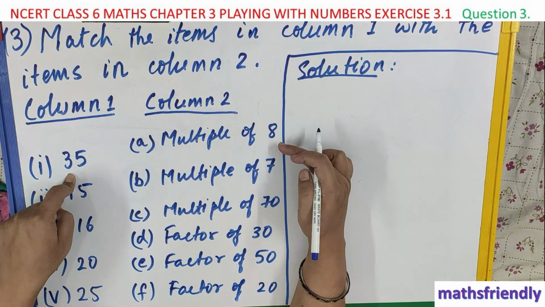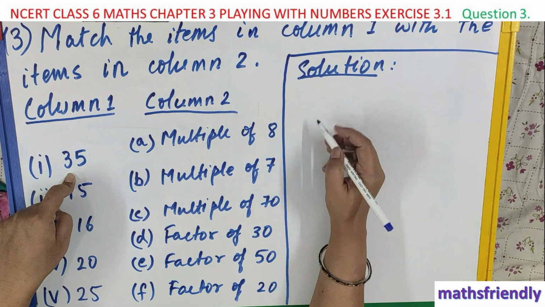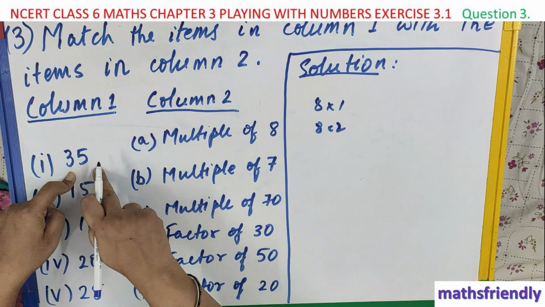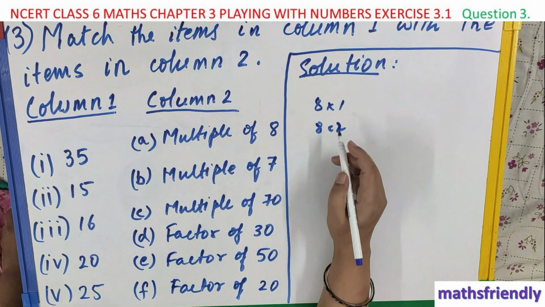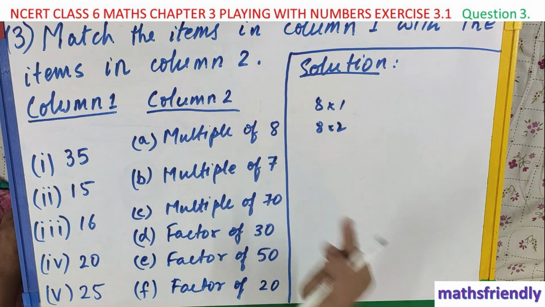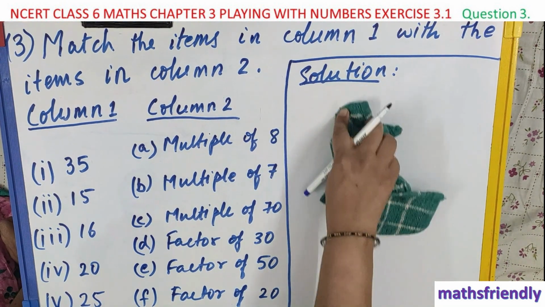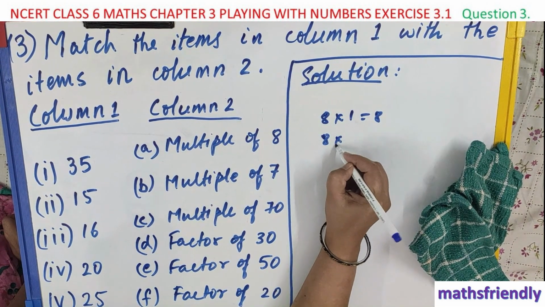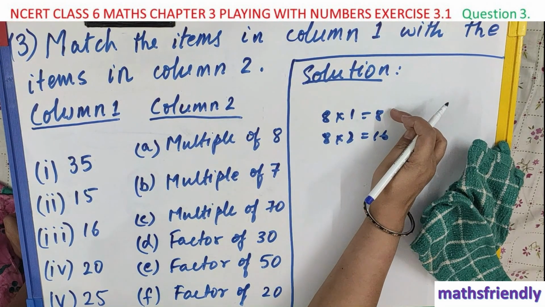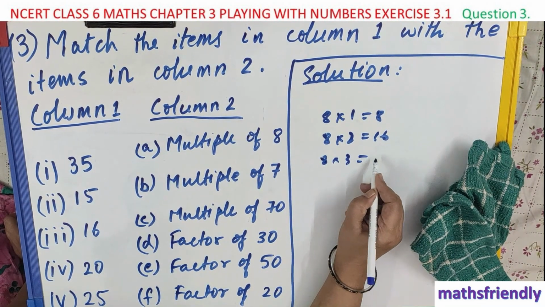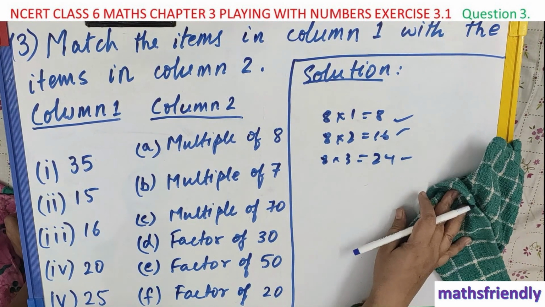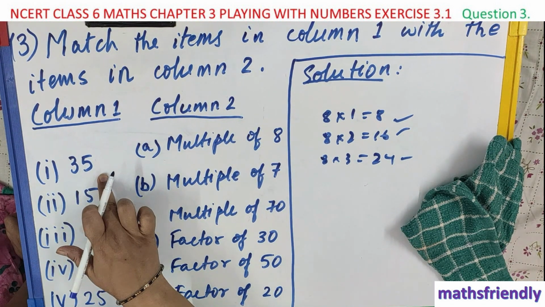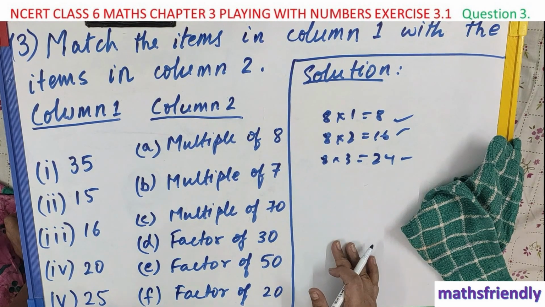35. Is it a multiple of 8? Means 8 ones are, 8 twos are. So in the 8 table, does 35 come? No, 35 does not come in 8's table. So it is not a multiple of 8, right? See, multiple of 8 means 8 ones are 8, 8 twos are 16, 8 threes are 24. So these are the multiples of 8. So is 35 a multiple of 8? No, 35 is not a multiple of 8 because 35 does not come in 8's table.